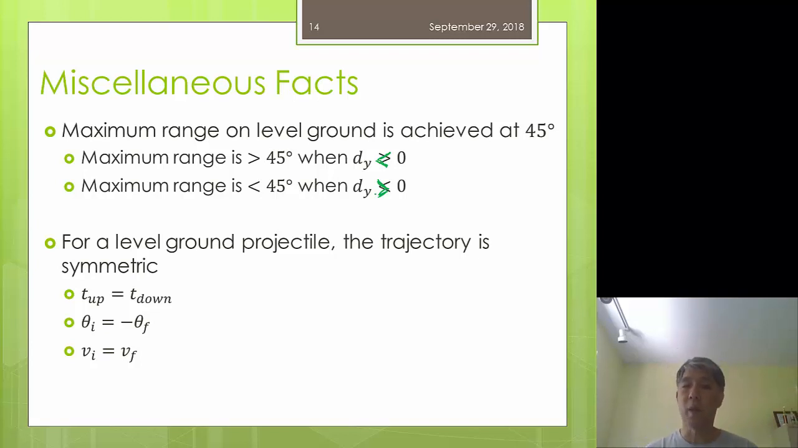And just to remind everybody, for a level ground projectile, the trajectory is going to be symmetric. The time that it takes to go up is the same amount of time it takes to go down. My initial angle that I start out is the same as the angle I come down at, except it's from the minus direction. Same with my initial velocity: the magnitude of my initial velocity is equal to the magnitude of my final velocity. The only difference between those two is going to be the direction, because when I launch it, my y-axis is positive, and when I land, my y-axis will be negative.